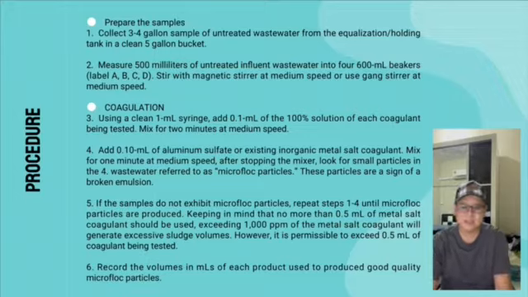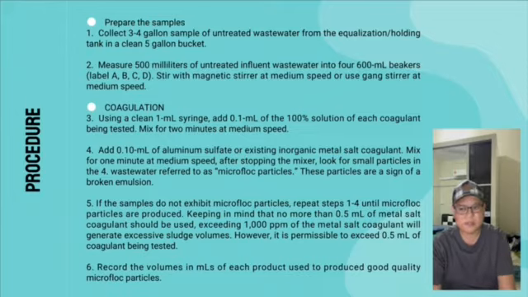Stir with a magnetic stirrer at medium speed, or use a gang stirrer at medium speed. Coagulation. Step 3. Using a clean 1 ml syringe, add 0.1 ml of the 100% solution of each coagulant being tested. Mix for 2 minutes at medium speed. Step 4. Add 0.10 ml of aluminum sulfate or existing inorganic metal salt coagulant. Mix for 1 minute at medium speed.